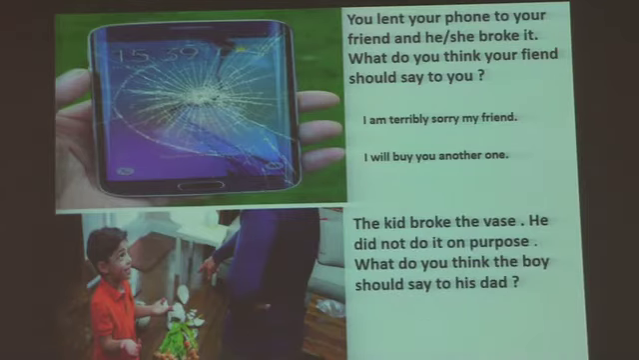Look at this little boy and look at the vase. What did he do? He broke the vase. Did he want to do that? I don't think so. The kid broke the vase. He did not do it on purpose. He didn't want to do it. It just happened to him. It was just an accident. So what do you think the boy should say to his dad?